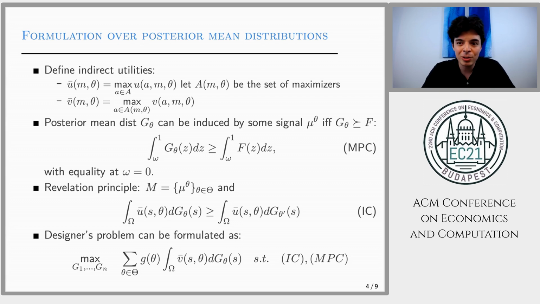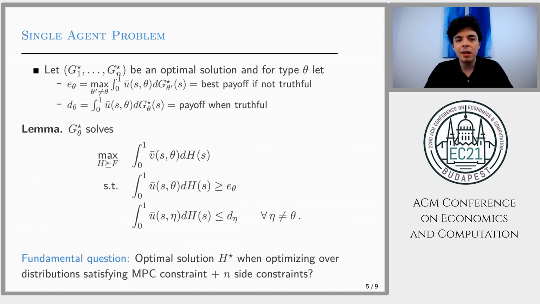Now, this still is a non-trivial optimization problem because you're optimizing over distributions. This is an infinite dimensional optimization problem that also has a constraint space that is quite non-trivial. The MPC constraints are imposed for every omega in the state space, which is a continuum. Still, we can obtain some structural properties of the optimal solutions to this problem by conducting a simple thought experiment.